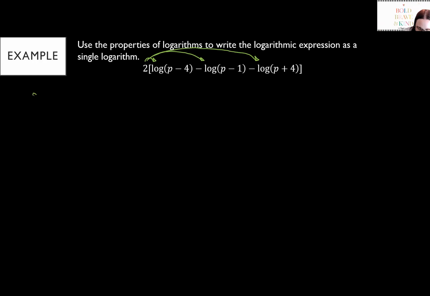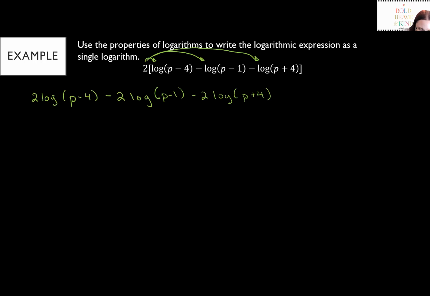So I'll have 2 times log of p minus 4 minus 2 times log of p minus 1, and then minus 2 times log of p plus 4. So any number that's outside, if you've got brackets or parentheses, you want to distribute through the logs before you start doing your power property, because you want to make sure that you put it in the right spots. If you try to do the power property with just that 2, it's very easy to only put it on one of them and not all 3. So distribute it first.